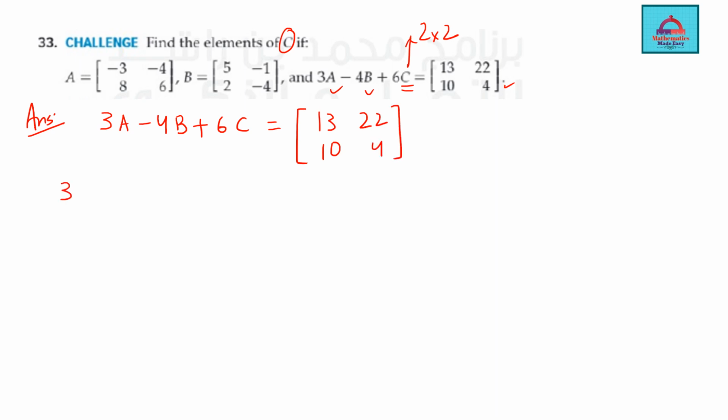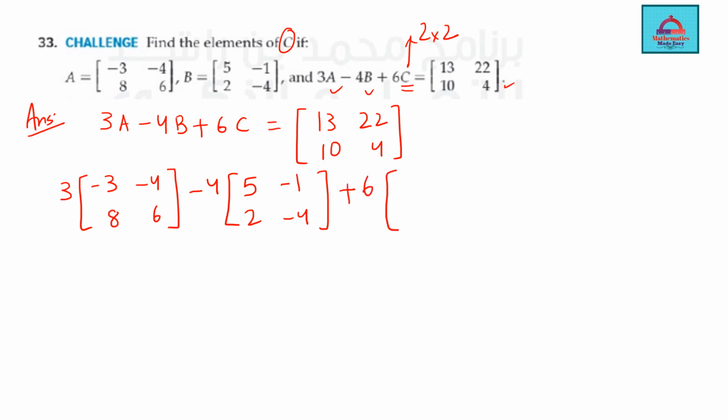Let's substitute values. 3 times A matrix, this is A, minus 4 times B matrix, this is B, plus 6 times C matrix. Now C I don't know, so let me take X, Y, Z and W as the elements of this 2 cross 2 matrix, and all of this is equal to what is already given to you as this matrix.